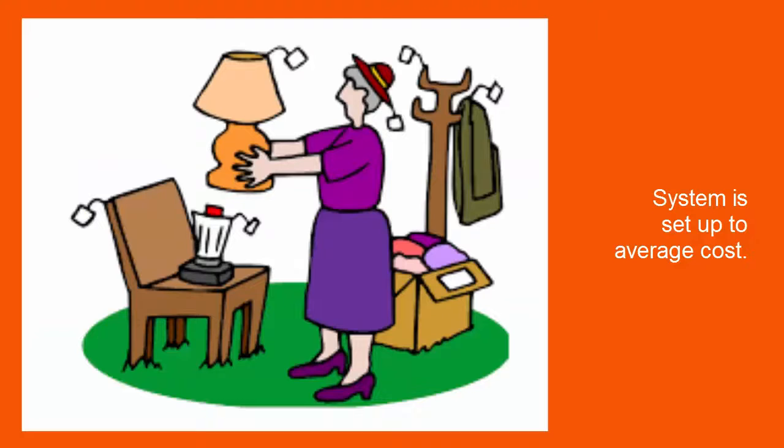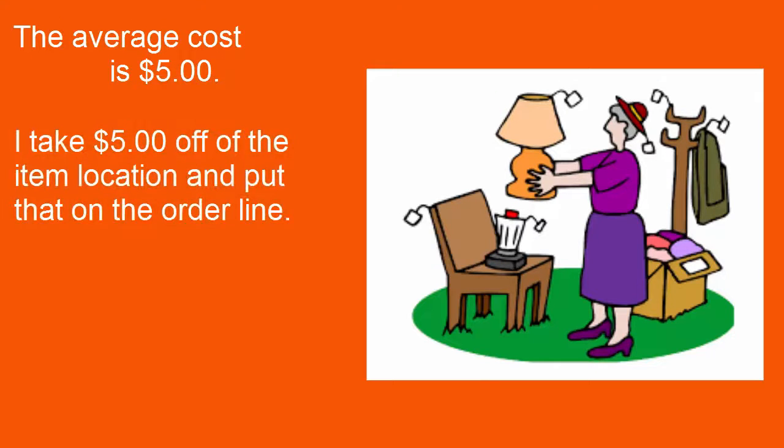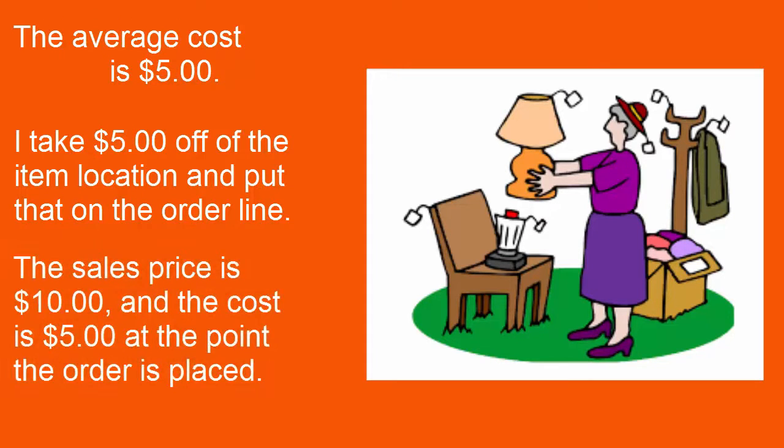Imagine that I'm selling widgets. I get a sale order for a widget. Let's say my system is set up to average cost. At the point that I place the order, it goes back into the item location for that widget. The average cost right now is $5. I take $5 off of the item location and put that on the order line. The sales price is $10 and the cost is $5 at the point that the order is placed.